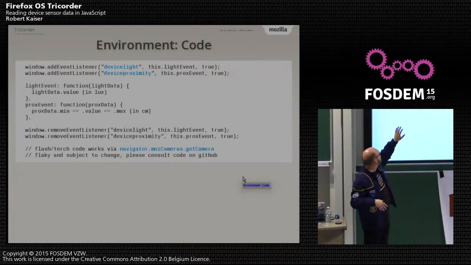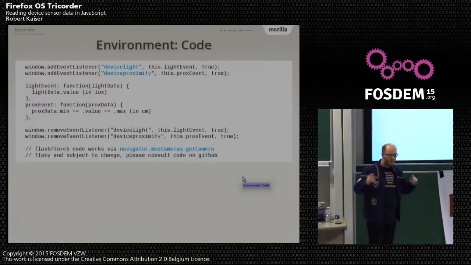You add event listeners, then you get the arguments in the functions. You get a value in lux for the light, and you get proximity data, a value in centimeters, and the minimum and the maximum. The flame only can tell you if it's more than 5 centimeters or less than 5 centimeters.